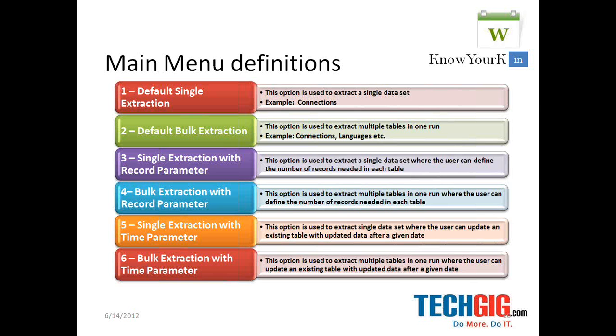And you have a single extraction with the time parameter, where you concentrate on different time zones of pulling the data. Basically, this option is used to extract a single data set where the user can update an existing table with updated data after a given date. So for every date, you can pull the information. Also, you have a bulk extraction with a time parameter where you can pull different entities, as I said, and other parameters.